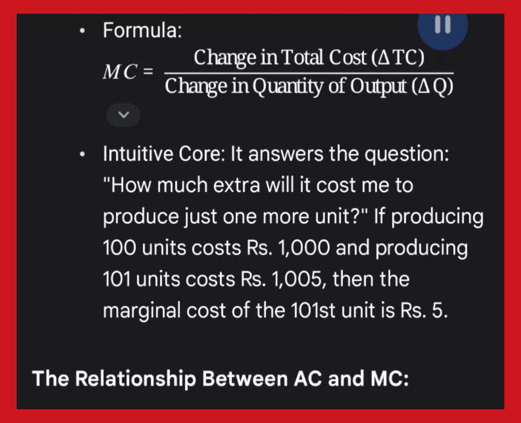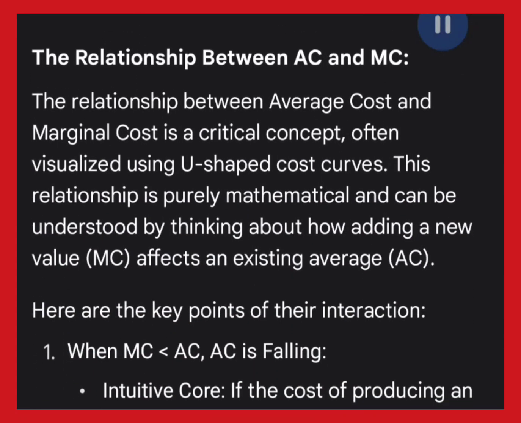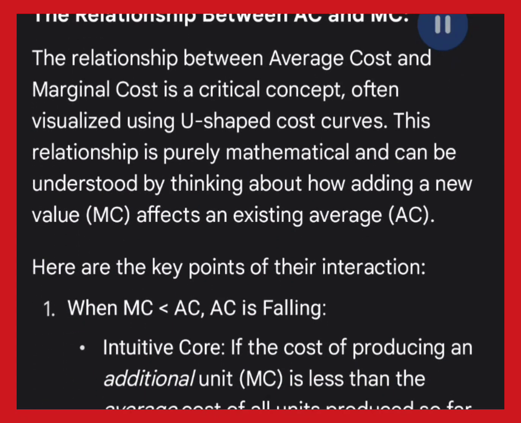The relationship between AC and MC. The relationship between average cost and marginal cost is a critical concept, often visualized using U-shaped cost curves. This relationship is purely mathematical and can be understood by thinking about how adding a new value, MC, affects an existing average, AC. Here are the key points of their interaction.